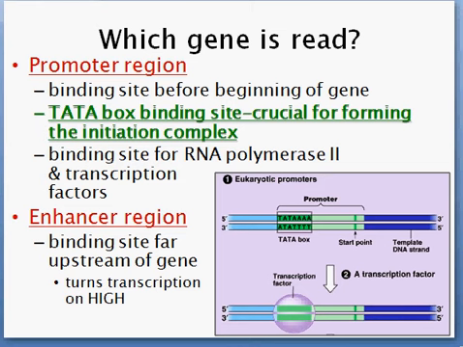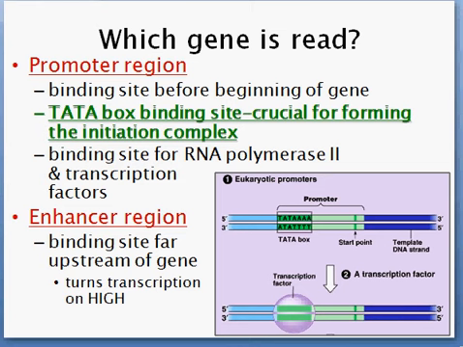Part of that promoter region is what's called a TATA box, which is essentially just a repeating T and A sequence of those different nucleotides. But they are crucial for forming what we end up calling an initiation complex.